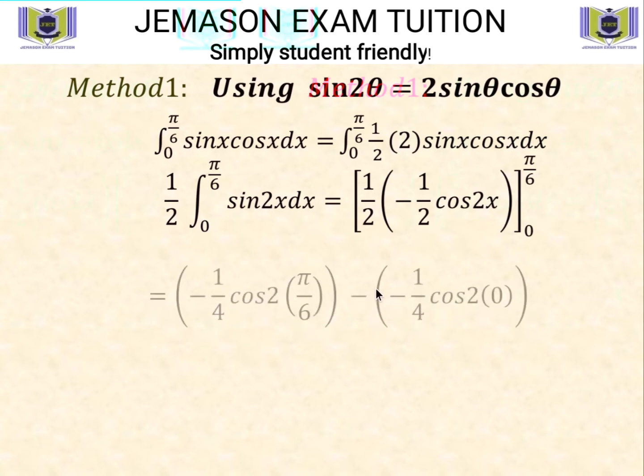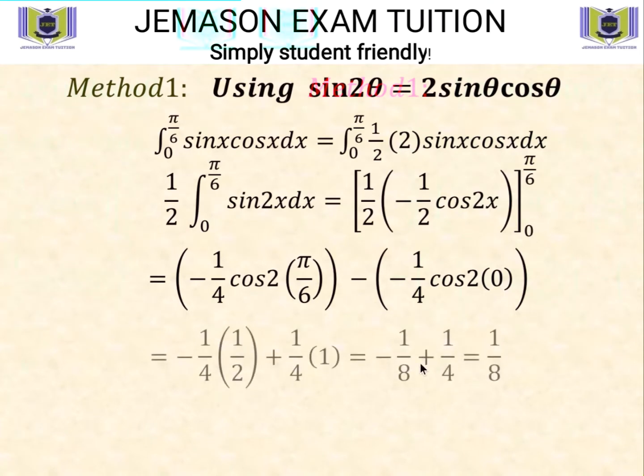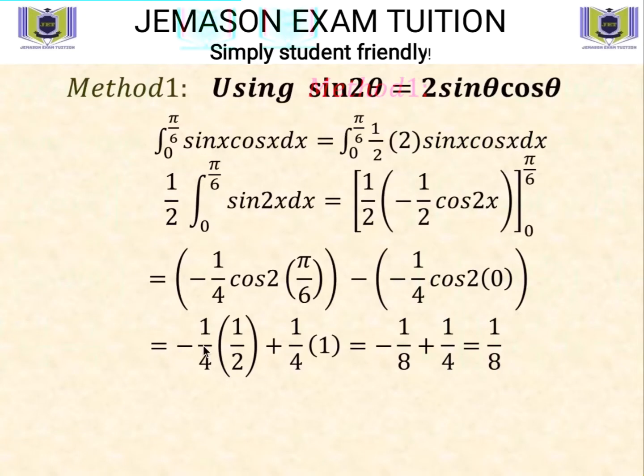And in the next step, we proceed to substitute the limits, the upper limit being pi on 6 and the lower limit being 0. We have that half times negative half would give negative 1/4, and substituting the upper limit, we have negative 1/4 cos 2 pi on 6 minus negative 1/4 cos 0, 0 being the lower limit. In the next step, we simplify further: negative 1/4 times half, half being the cosine of pi on 3, because 2 pi on 6 gives pi on 3, and pi on 3 converted from radians to degrees gives 60 degrees. The cosine of 60 degrees is half.